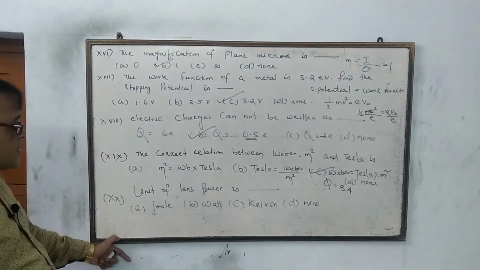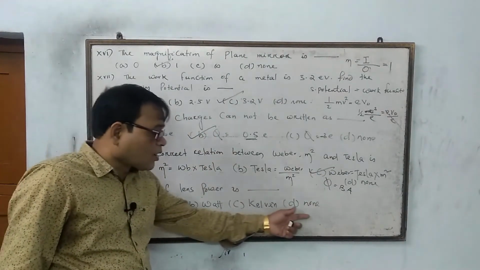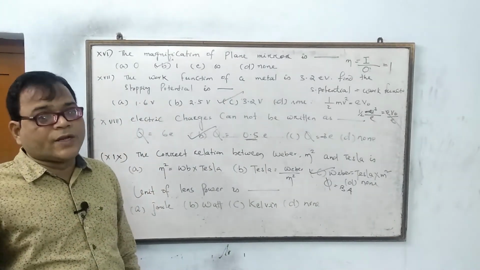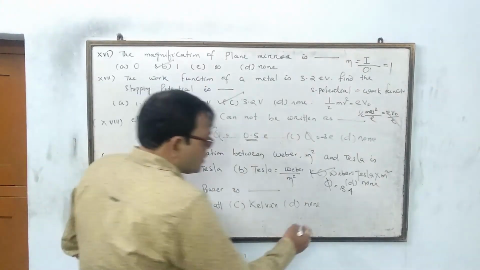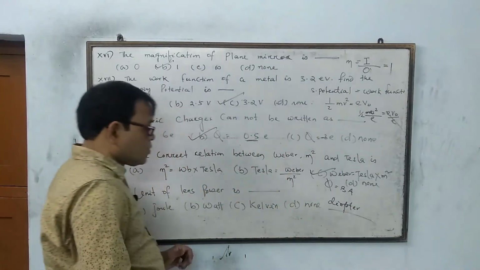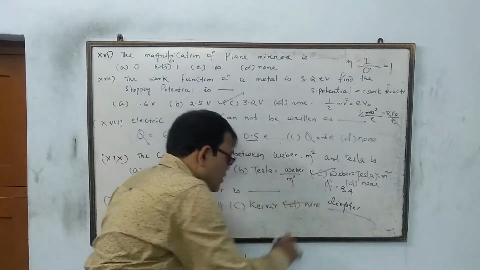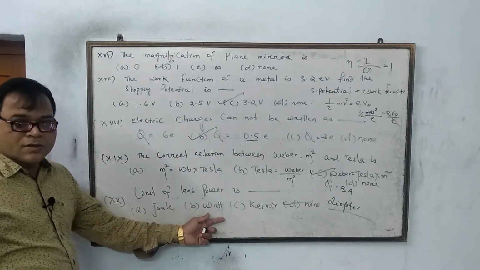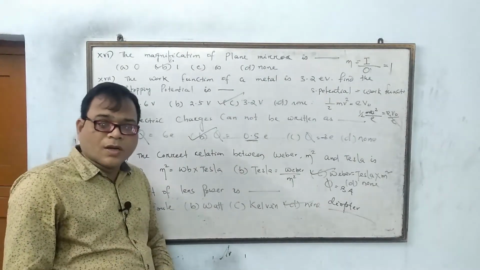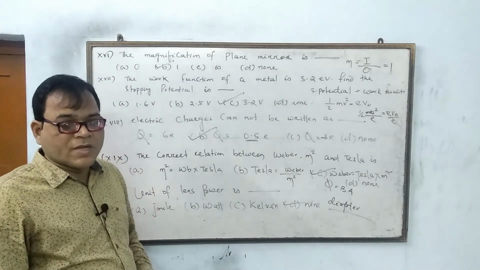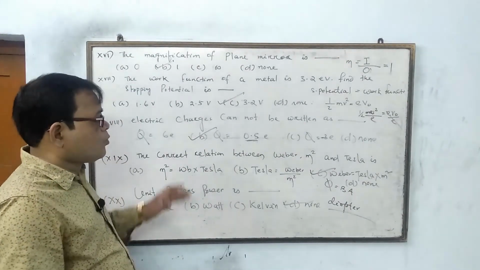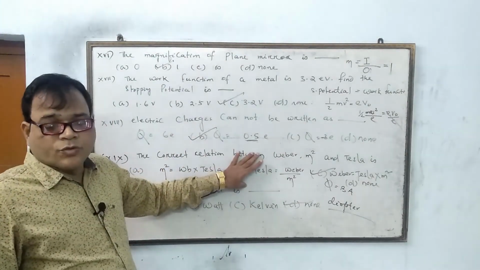Unit of lens power is dash: joule, watt, Kelvin and none of these. The lens power is expressed in the unit of diopter, D-I-O-P-T-E-R. So your answer is none of these, because diopter is not in the list. These are the 20 multiple choice questions which are totally based on the fundamentals and concepts. These are the most important questions relating to your fundamental concepts.